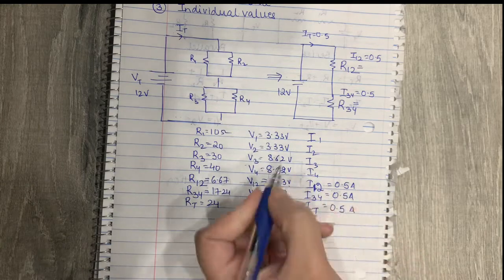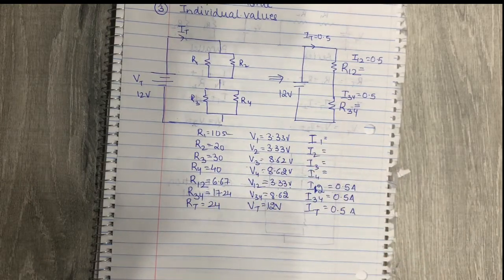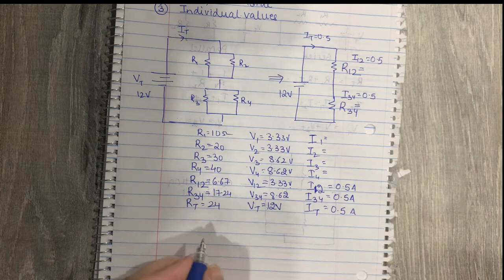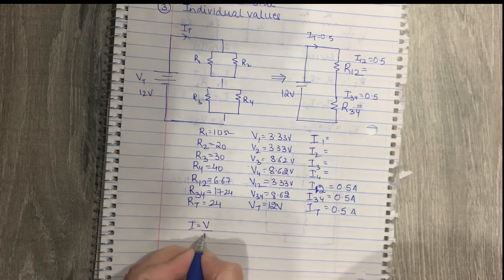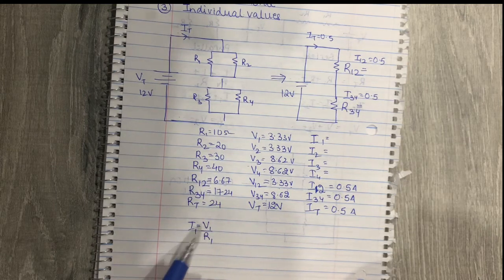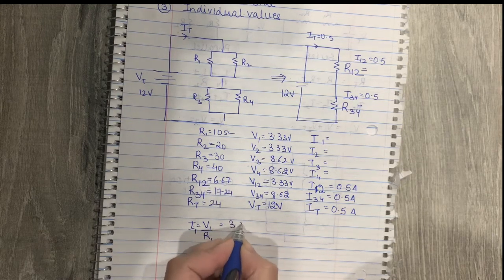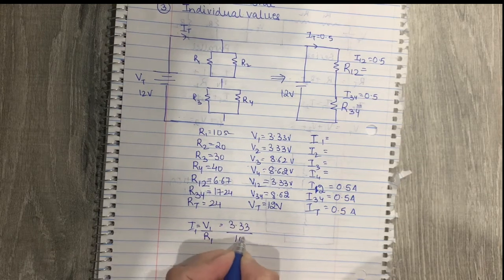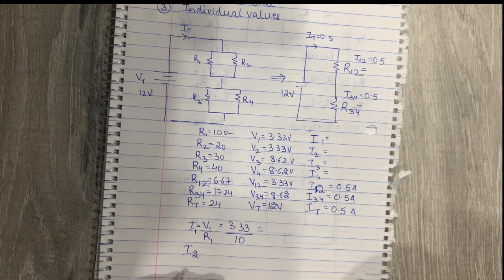I'm sure we can calculate the values of missing currents using the formula I equals V by R. Individually, we are talking about individual branches. So you can take the value of V1 and R1 and calculate its value. And similarly, I2, I3 and I4.